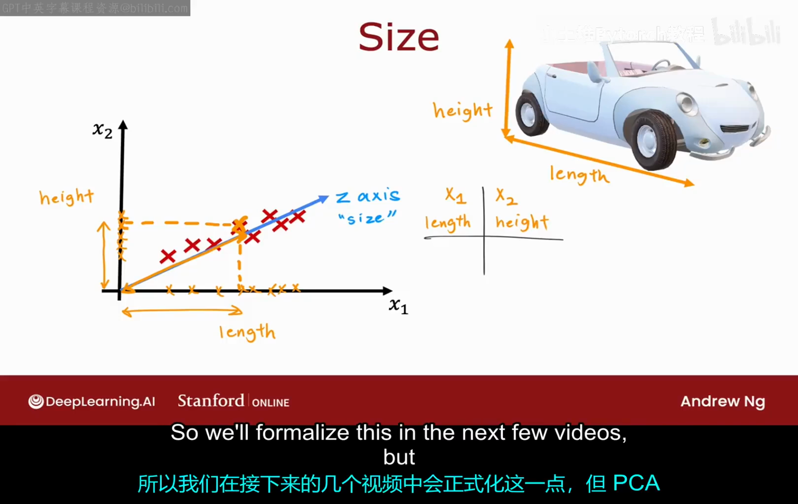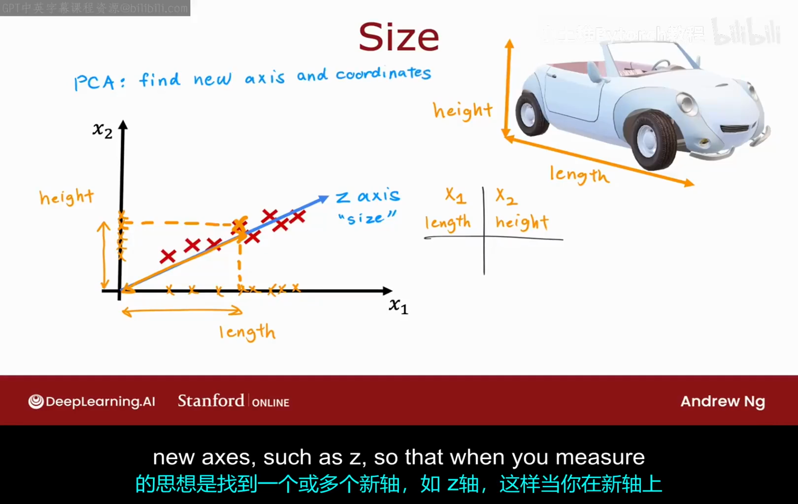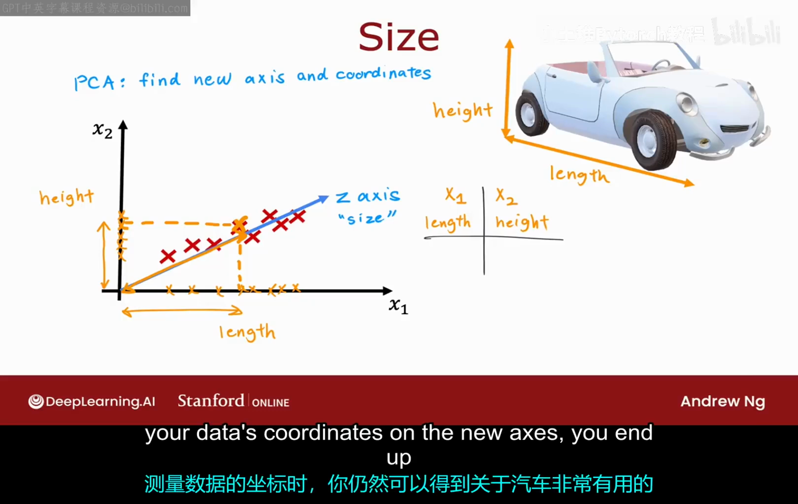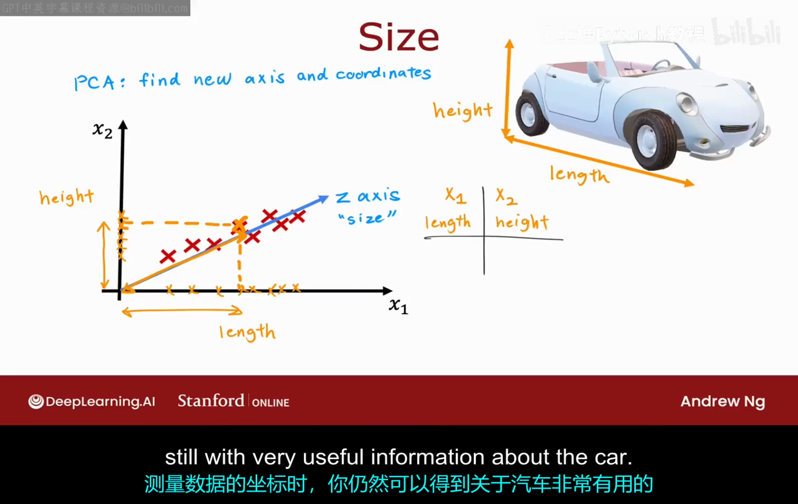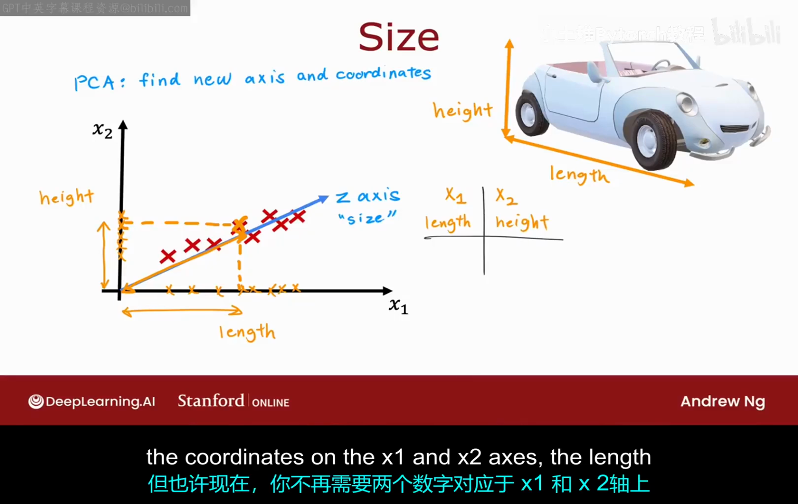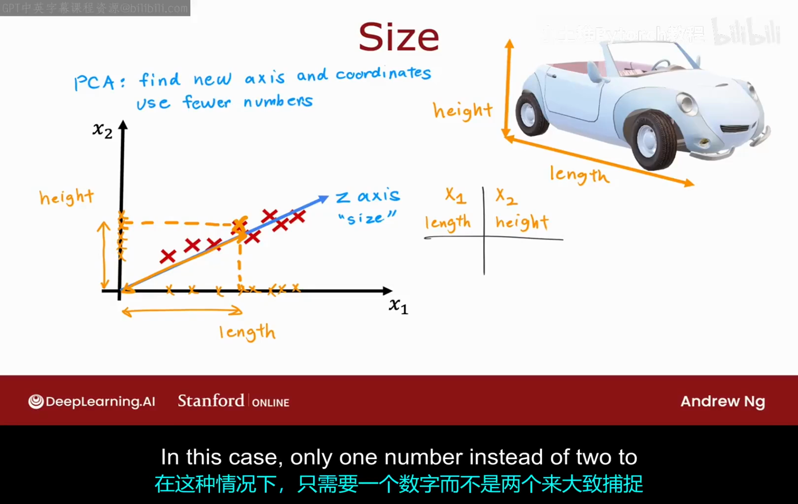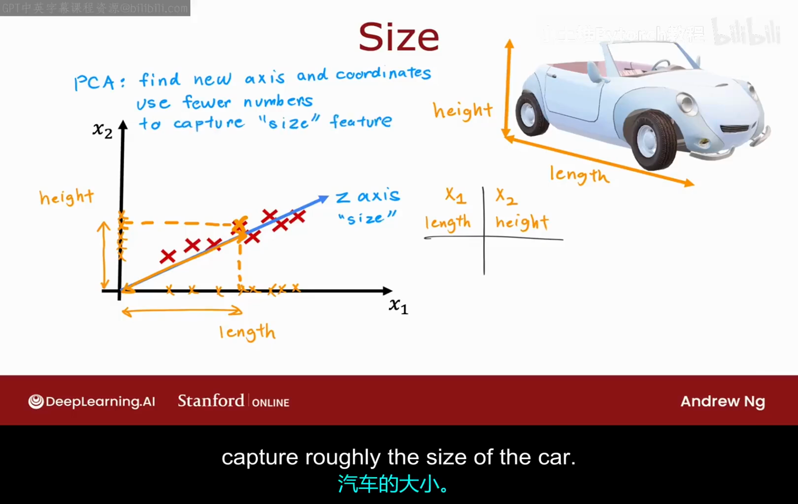So we'll formalize this in the next few videos, but the idea of PCA is to find one or more new axes, such as z, so that when you measure your data's coordinates on the new axes, you end up still with very useful information about the car. But maybe now, instead of needing two numbers corresponding to the coordinates on the x1 and x2 axes, the length and height, you now need fewer numbers, in this case only one number instead of two, to capture roughly the size of the car.